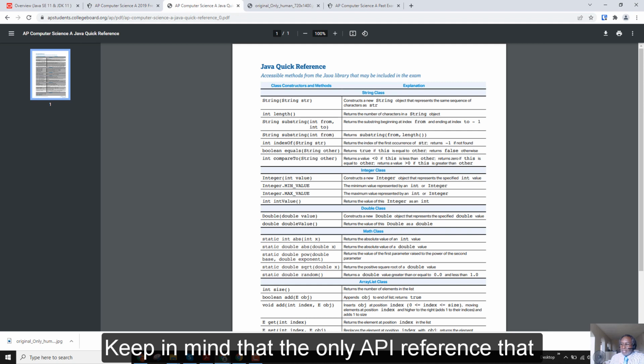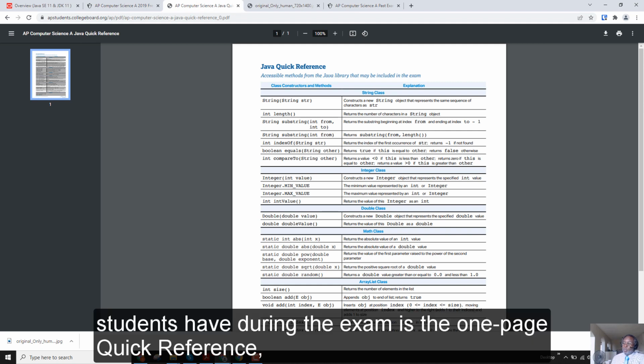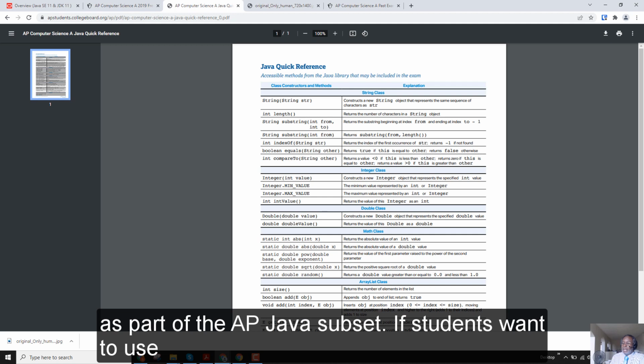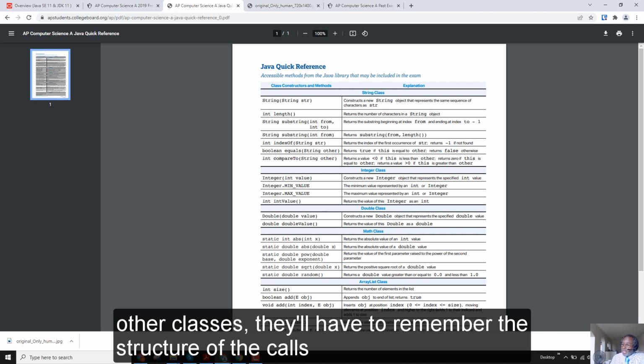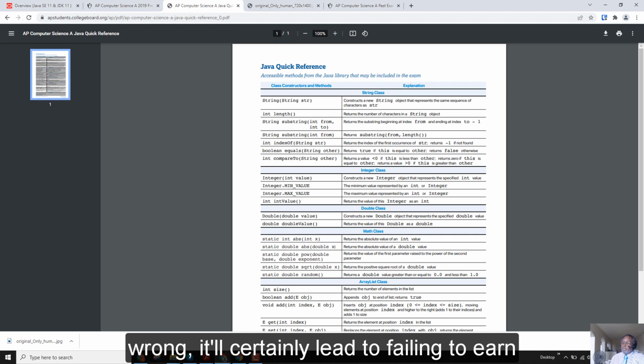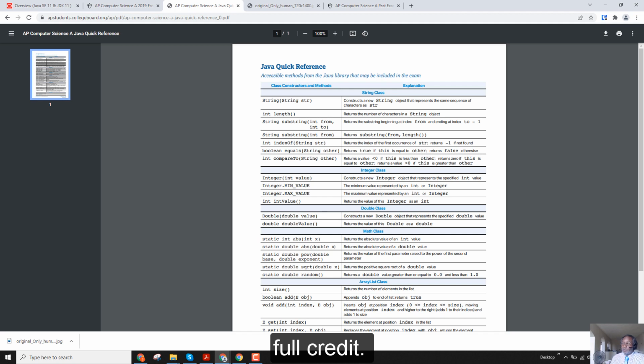Keep in mind that the only API reference that the students have during the exam is the one-page quick reference, which has the selected methods from the selected classes identified as part of the AP Java subset. If students want to use other classes, they have to remember the structure of the calls from memory. If they get those calls wrong, it will certainly lead to failing to earn full credit.